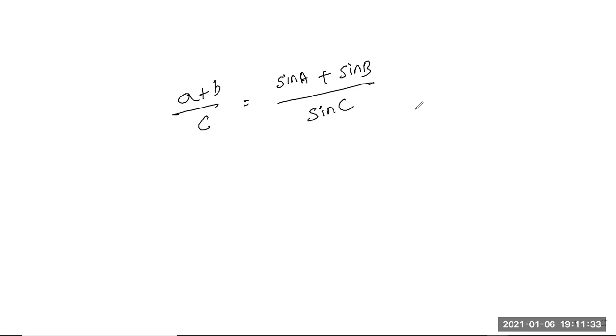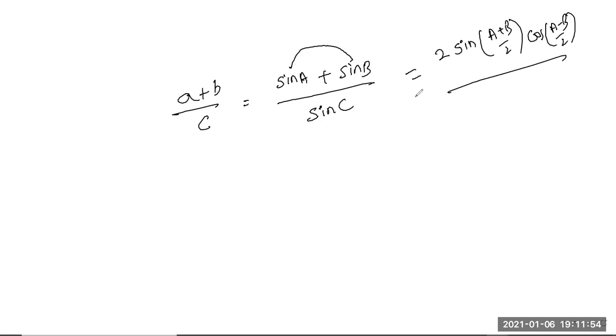There are a lot of tangent rules, like you can take (A plus B) by c. How will you convert this into tangent of some angle? Simply take 2R sin A plus 2R sin B, so you will get (sin A plus sin B) divided by sin C. Now convert this sum into product. What will you get? 2 sin of (A+B)/2 into cos of (A minus B)/2.